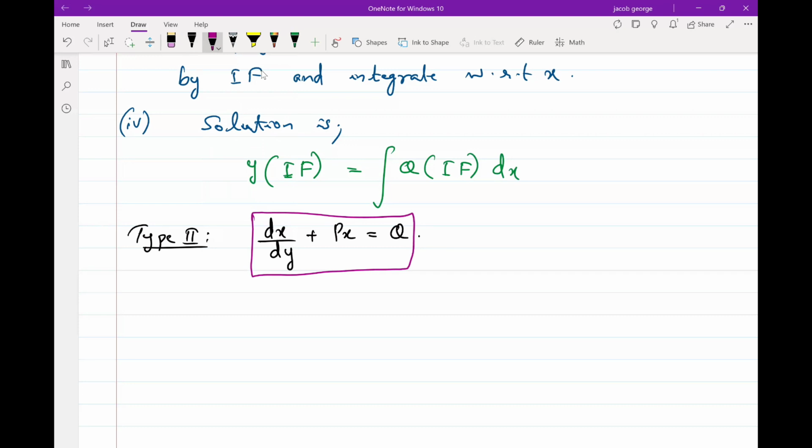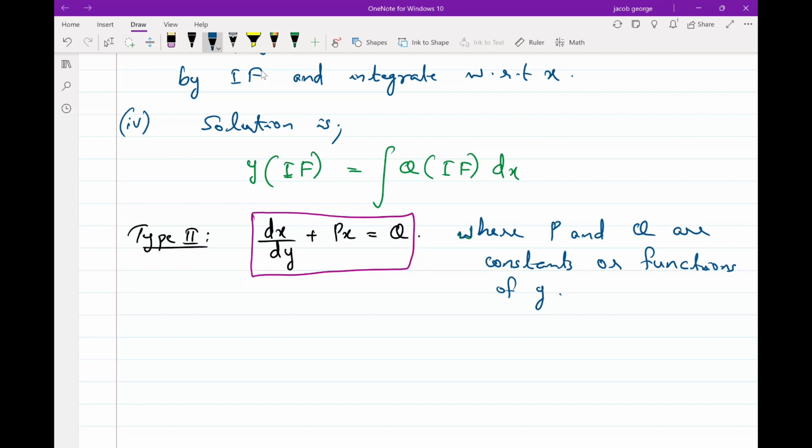Where p and q are, what are p and q here, do you know? Constants or functions of y. Where p and q are constants or functions of y.